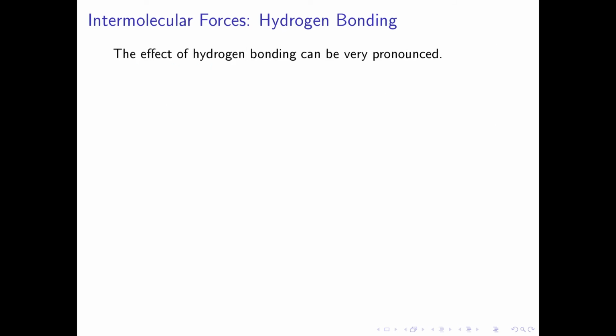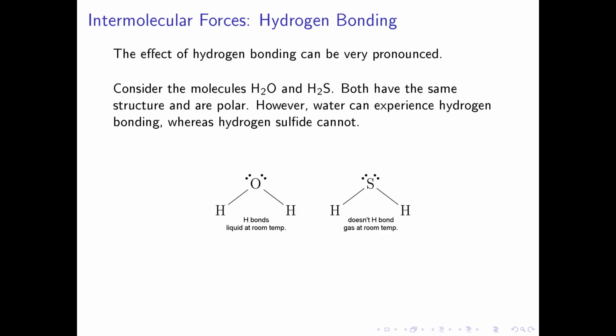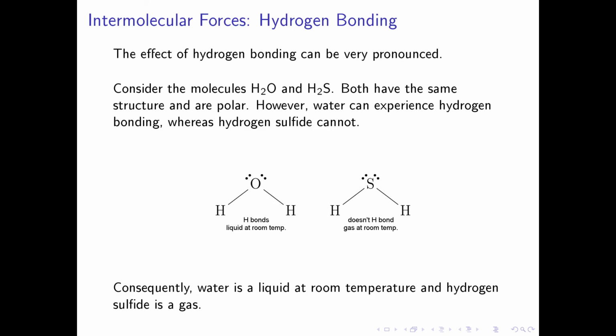The effect of hydrogen bonding can be very pronounced. To see this, let's consider the molecules H2O, or water, and H2S, or hydrogen sulfide. These are analogous molecules, and both have the same structure, and both are polar. However, water can experience hydrogen bonding, whereas hydrogen sulfide cannot. As a consequence, water is a liquid at room temperature, and hydrogen sulfide is a gas. This is due to the fact that the hydrogen bonding in water results in a more condensed phase than the mere dipole-dipole interactions in hydrogen sulfide, which result in a gas phase rather than a liquid phase.